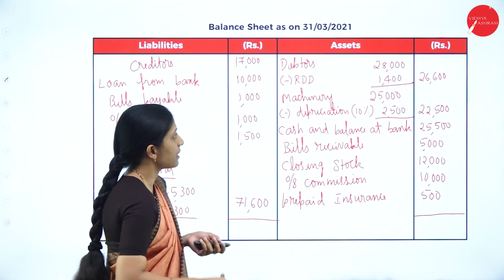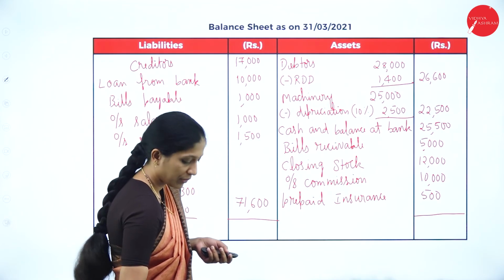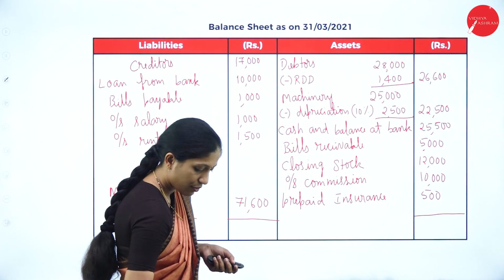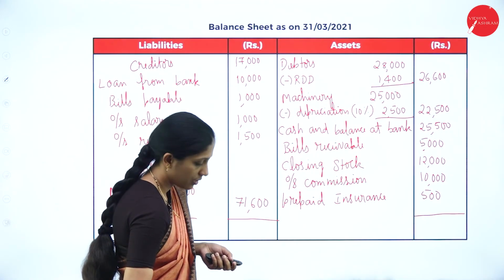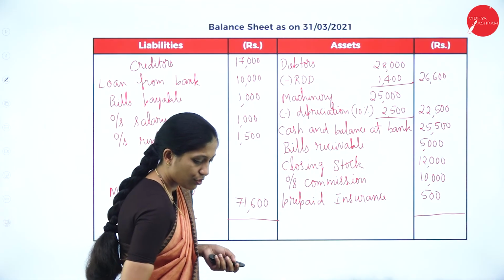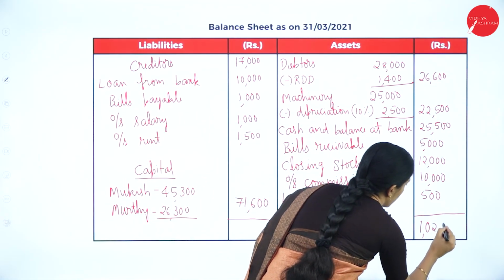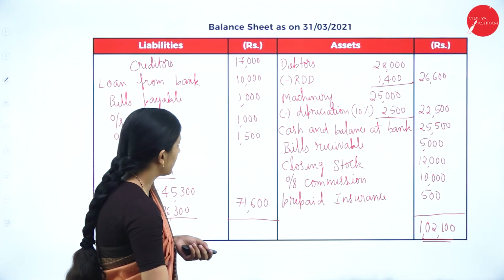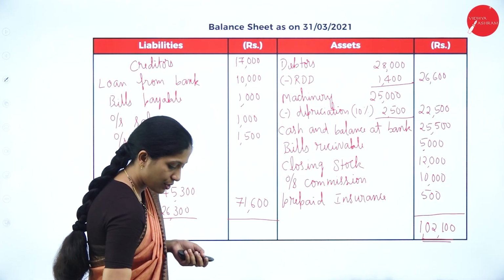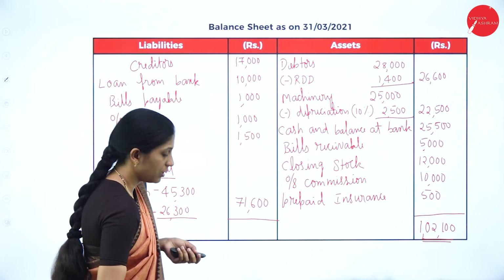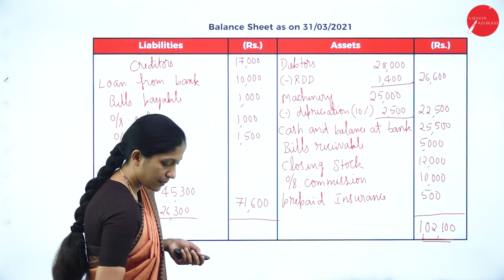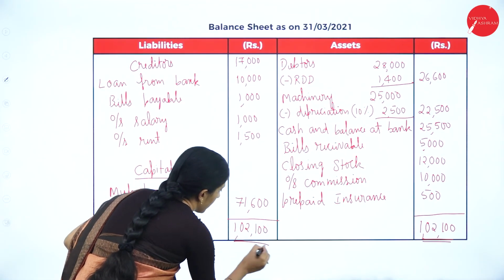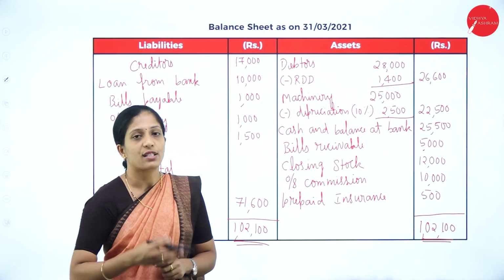Now if you see your asset side, it is 26,600 plus 22,500 plus 25,500 plus 5,000 plus 12,000 plus 10,000 plus 500. So it will be 1,02,100. 1,02,100 is the total of assets. Now coming to your liabilities, 17,000, 10,000, 1,000, 1,000, 1,500 and 71,600. So on both sides the amount is the same, that is 1,02,100. Your balance sheet gets tallied on both the asset side as well as the liability side.